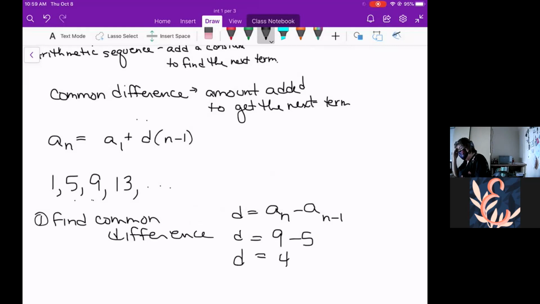And so now let's write our equation. A sub n equals, what's A sub 1? What's the first number in our sequence? 1 plus our common difference of 4 times n minus 1.